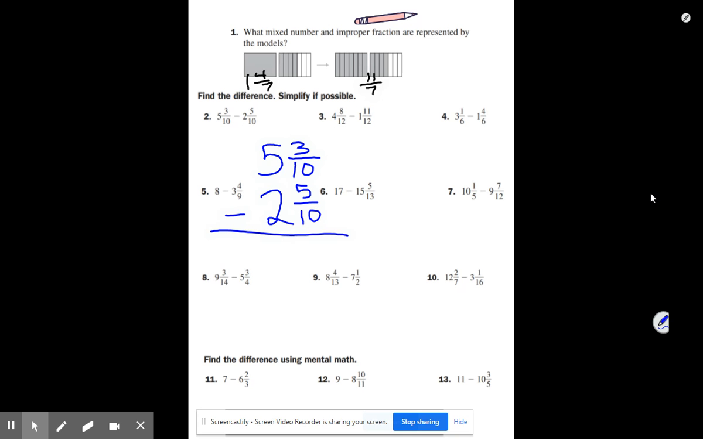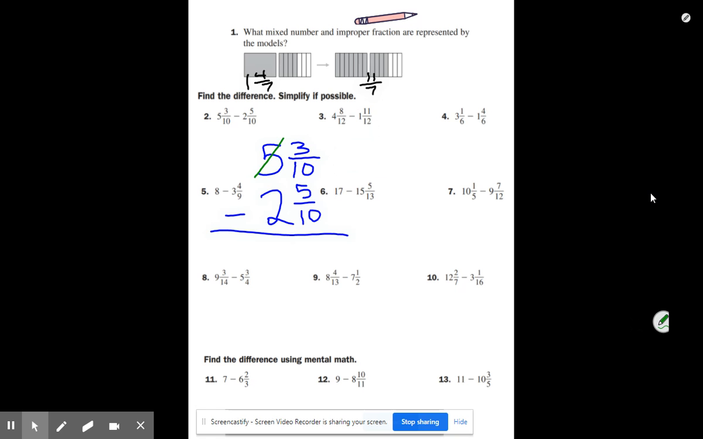Here's what I'm talking about here. If I have $3 in the bank, can I take $5 out? Can I take $5 away? Nope, no banker's gonna let you do that unless you want to fill out loan papers. So what I need to do is borrow from the whole number, the 5, okay?